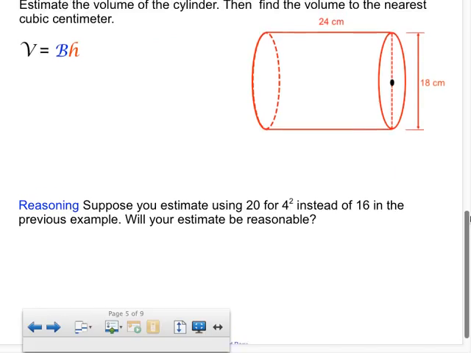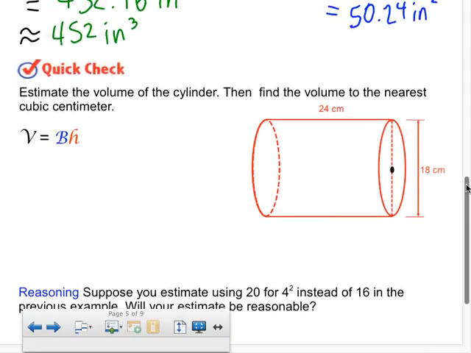I want you guys to take a look at this problem right here. Now they're trying to trick you. They're trying to trick you because of two things. They turned it sideways, because they want to throw you off on what's the base. And then also, what are they trying to trick you with? They gave you the diameter, right? But we know how to fix that. That's so easy to fix.